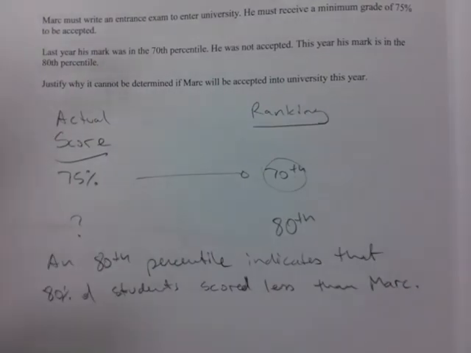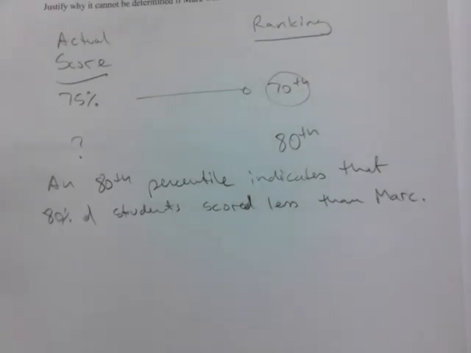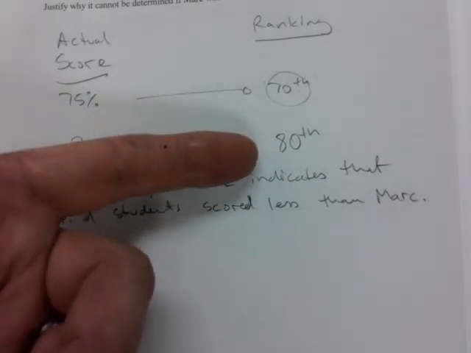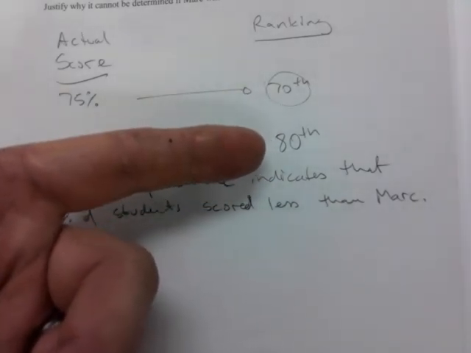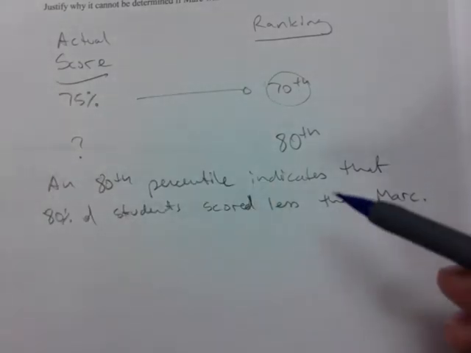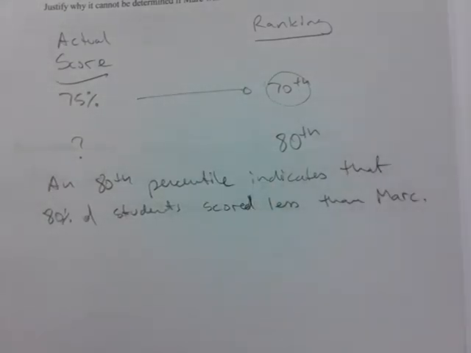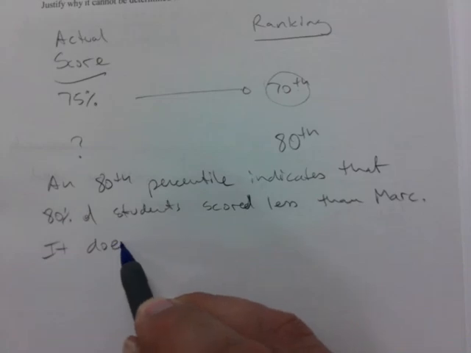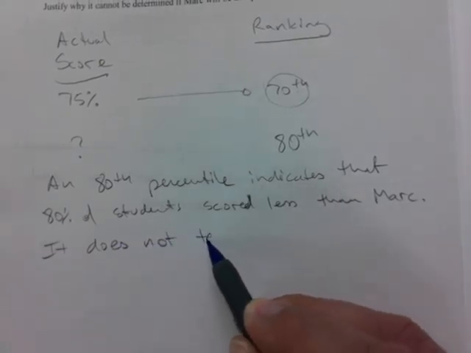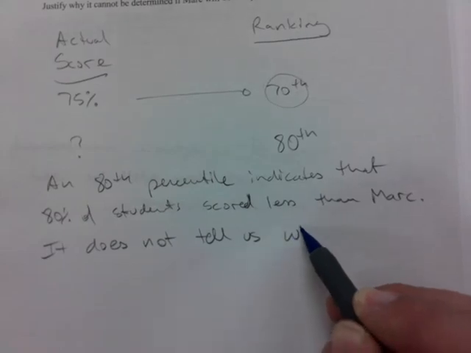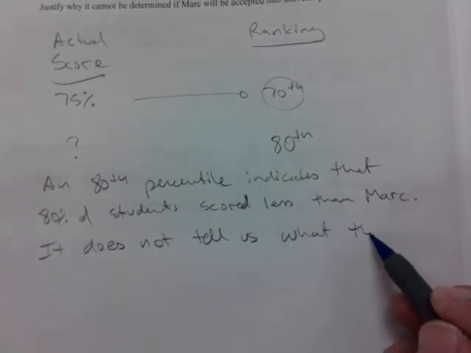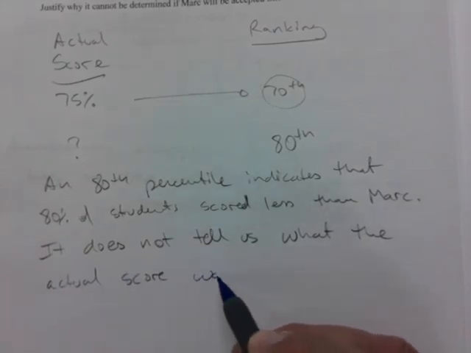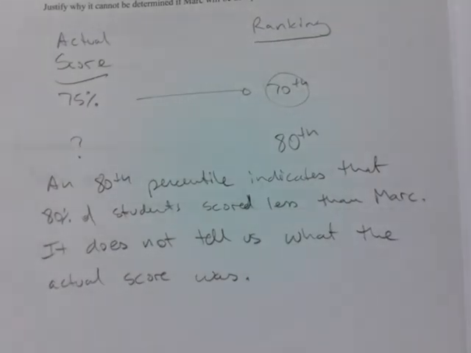We just know the percentage that scored less. But it could be that he got 50% on the actual test, and he could still be in the 80th percentile, meaning that 80% of the students failed. That's still possible. It does not tell us what the actual score was. That's the bottom line here.